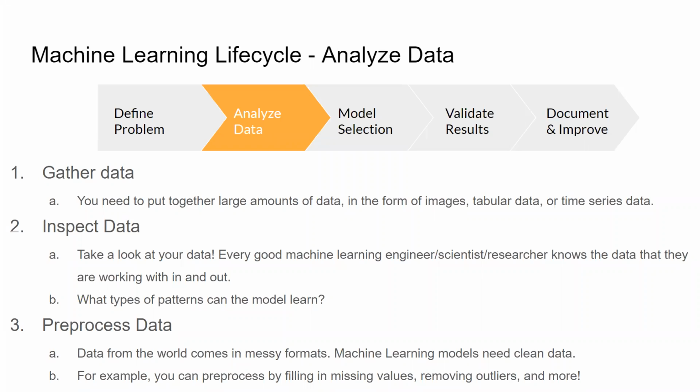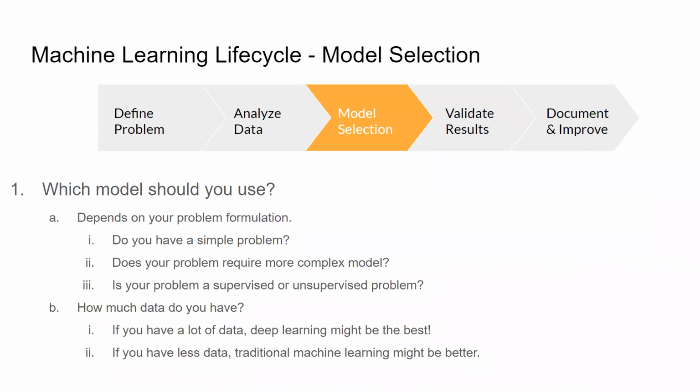So what's important is that you should pre-process your data because your machine learning model will require clean data. So broadly, your 3 steps for analyzing data are going to be: first, gather the data; second, inspect your data; and third, analyze all your data.